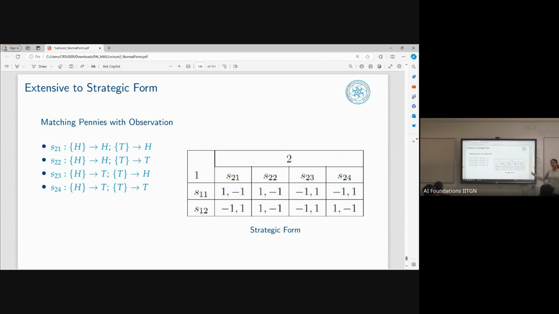So now this is the corresponding matrix form of the matching pennies with observations. If I had to write the corresponding matrix form of this extensive form game, player one had only two strategies, either to play heads or tails. But now player two has four different strategies, depending on its information. Now, two information sets and two possible actions at each information set. So now I have four possible strategies. And I'll populate the corresponding strategic form.